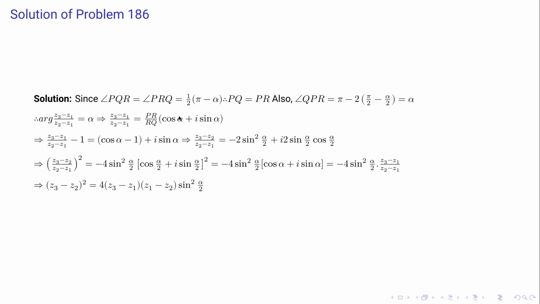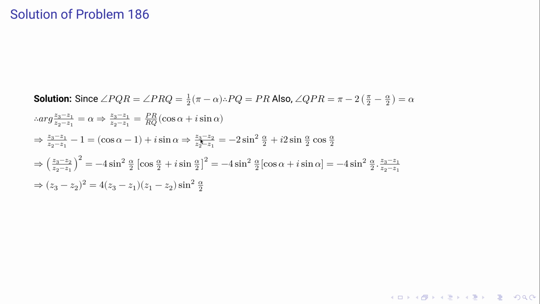So we can say that argument of (Z3 minus Z1) by (Z2 minus Z1) is equal to alpha. That is, (Z3 minus Z1) by (Z2 minus Z1) is equal to PR by RQ times (cos alpha plus i sin alpha). Now this will be equal to 1. Alright. So we have (Z3 minus Z1) by (Z2 minus Z1) minus 1 is equal to cos alpha minus 1 plus i sin alpha.